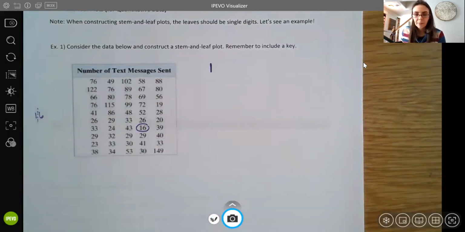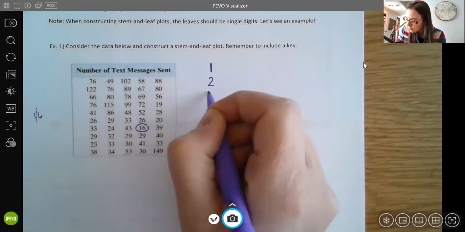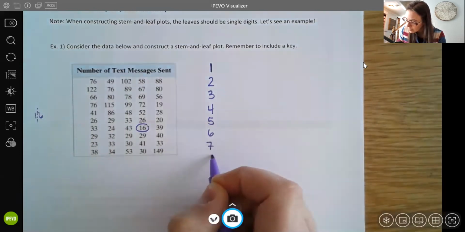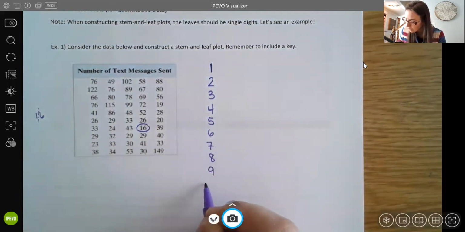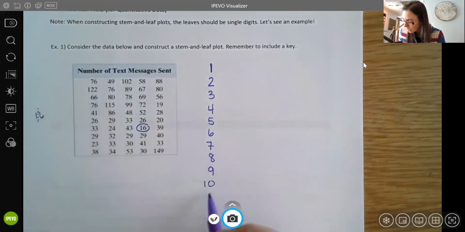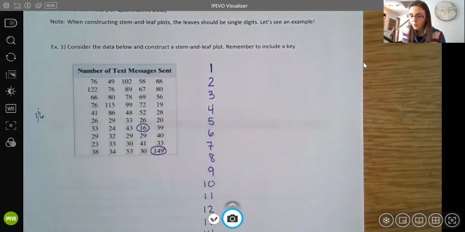So I'm going to start with 1. I'm going to count down the line. I don't want to skip any digits as I'm going down. I find my smallest digit first, and then I can go from there. So I have 1, then I have 2, 3, 4, 5, 6, 7, 8, 9. Now I'm going to continue on into 10, 11, 12, 13, and 14. I'm going to stop at 14 because I noticed that my largest value here is this 149.